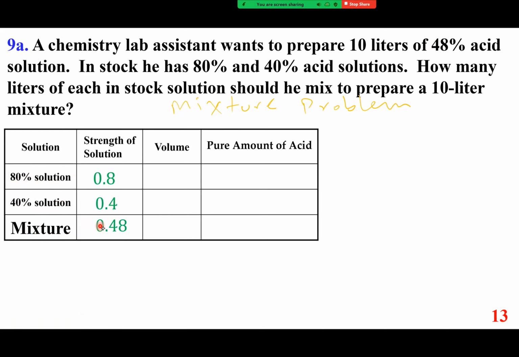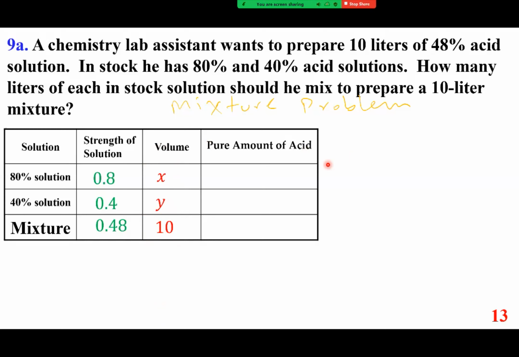Now, how much of each do we have? No idea. How about X amount of that? By the way, we have a total of 10 liters. And that's the concept of a mixture problem. This is fixed. So X amount here, Y amount there. And so that creates an equation, X plus Y equals 10.